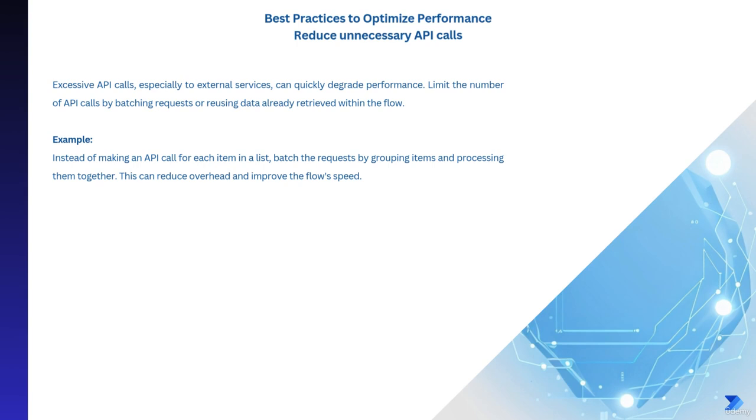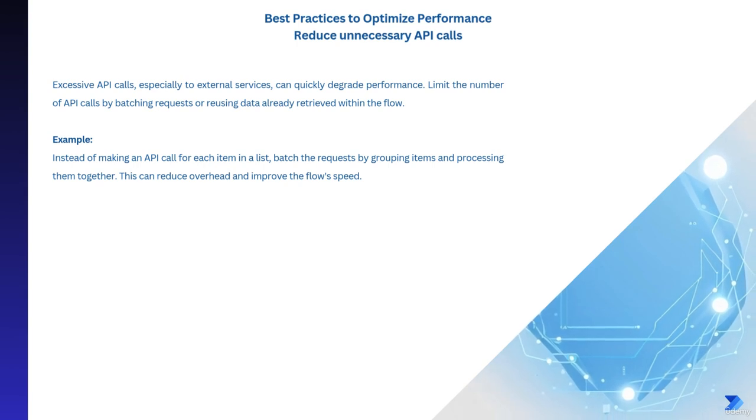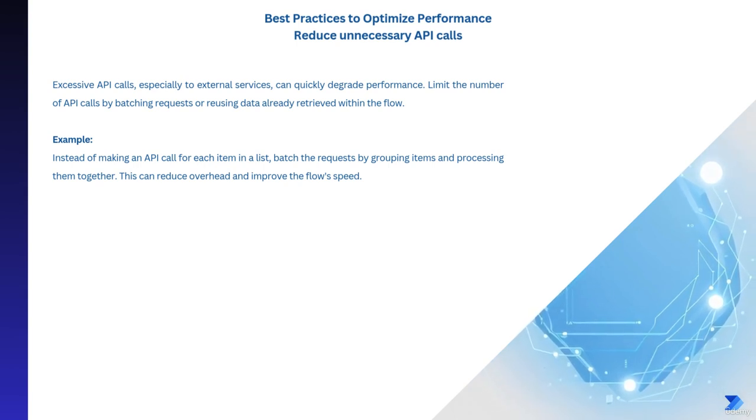Reduce unnecessary API calls. Excessive API calls, especially to external services, can quickly degrade performance. Limit the number of API calls by batching requests or reusing data already retrieved within the flow. Example: instead of making an API call for each item in a list, batch the requests by grouping items and processing them together. This can reduce overhead and improve the flow's speed.